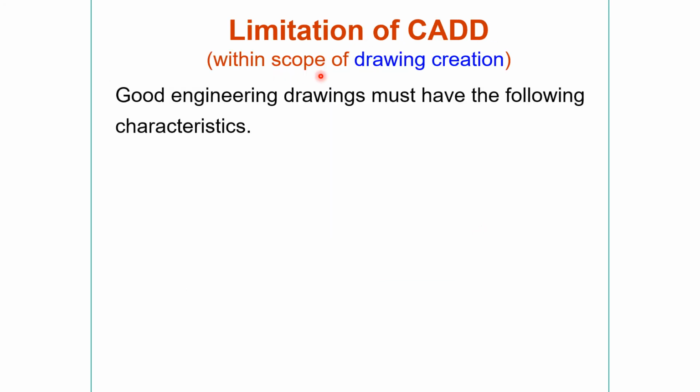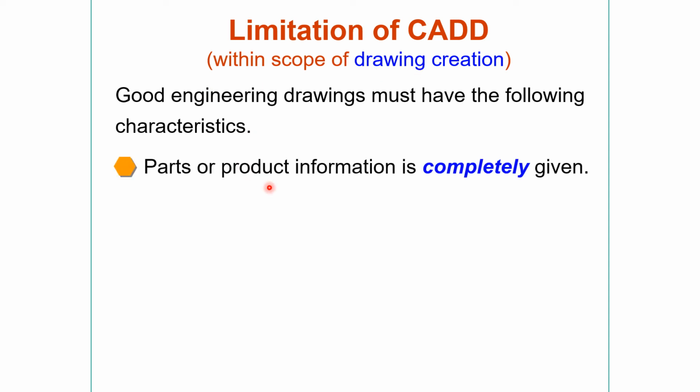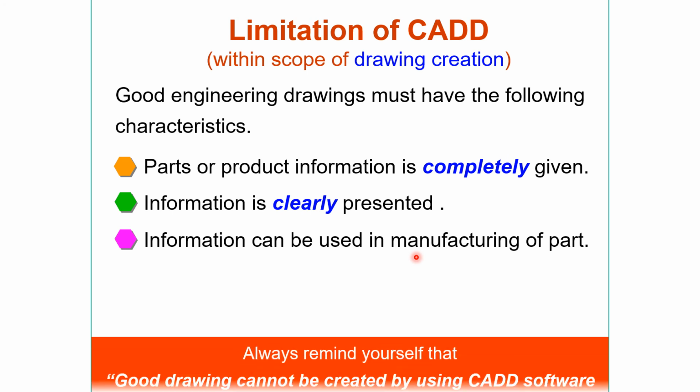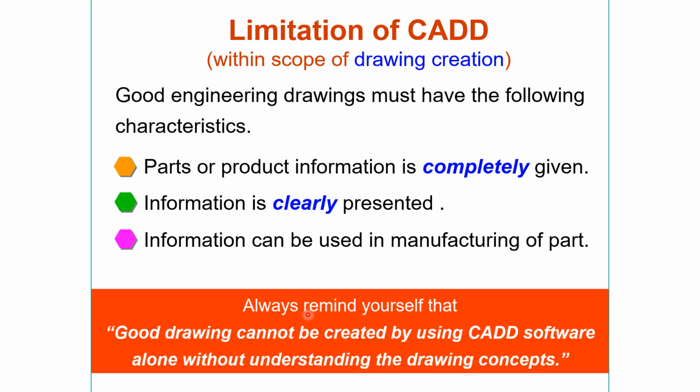Limitation of CAD. Within the scope of drawing creation, the parts or products information is completely given, information is clearly presented, and information can be used in manufacturing of the part. That is a good reminder. Always remind yourself, a good drawing cannot be created by using CAD software alone. With the help of CAD only, you cannot make good drawings without understanding the drawing concepts.